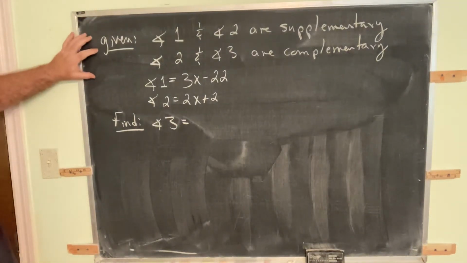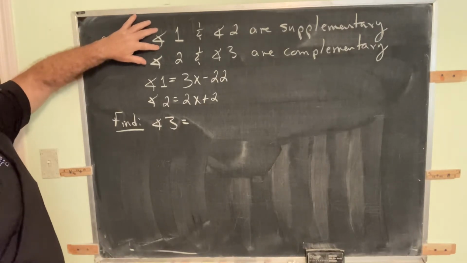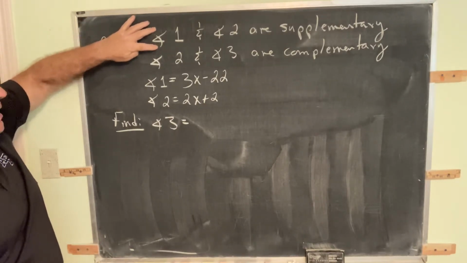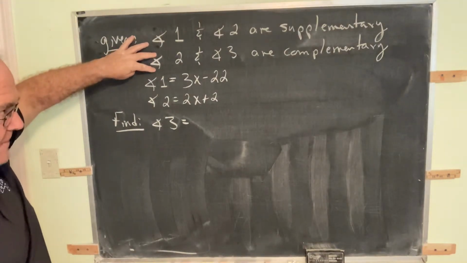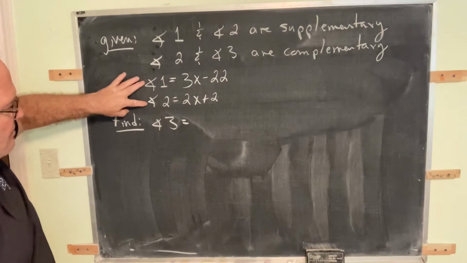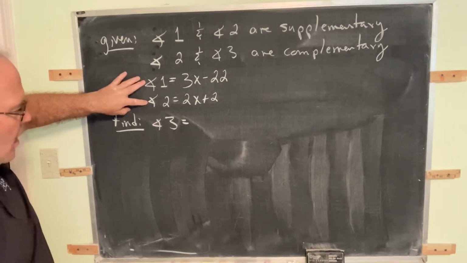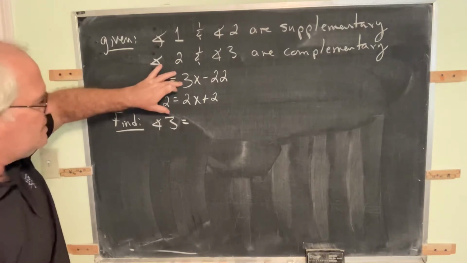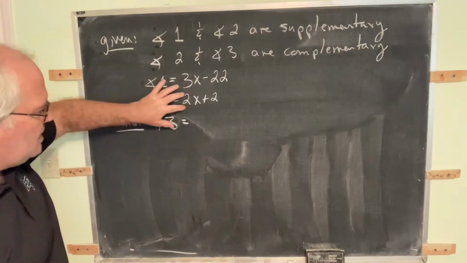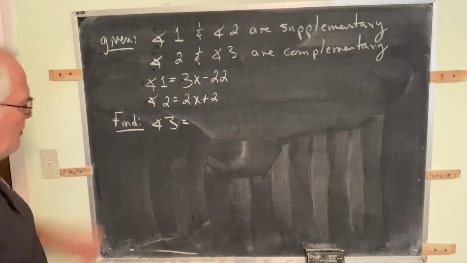Our next little example is here. Given that angle 1 and angle 2 are supplementary, and that angle 2 and angle 3 are complementary, and we're also given measures: 3x minus 22 for angle 1, and 2x plus 2 for angle 2. And we're asked to find angle 3.